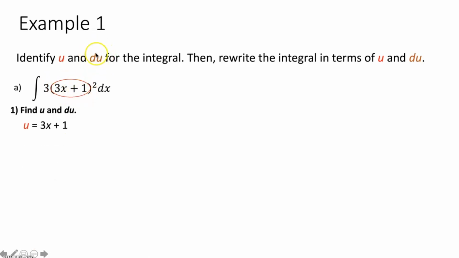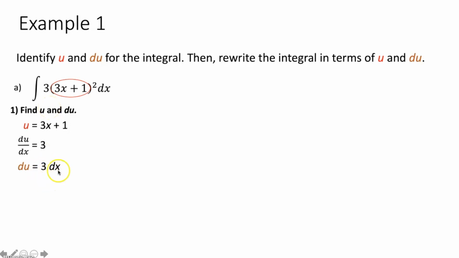Next, we need to find du. So to find du, all you have to do is take the derivative of your innermost function with respect to x. So the derivative of u with respect to x is du dx. The derivative of 3x plus 1 with respect to x, we take the derivative of each of these, we get 3 plus 0. So du dx is equal to 3. But we don't want du dx, we want du. So we multiply both sides of the equation by dx, and we get du is equal to 3 dx. Now, why is that important?